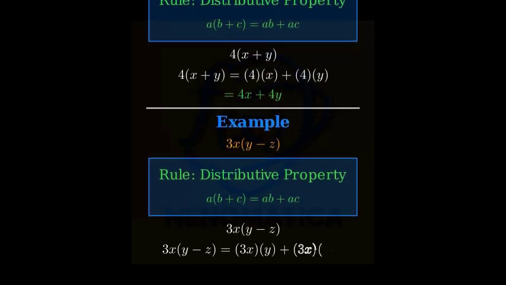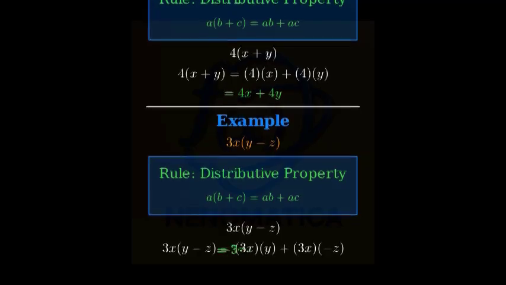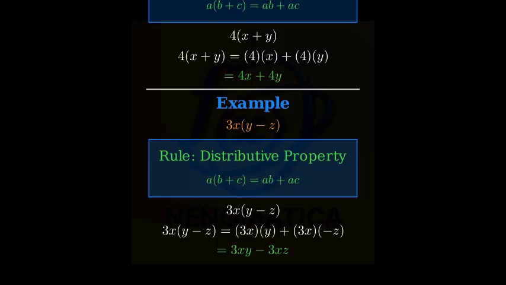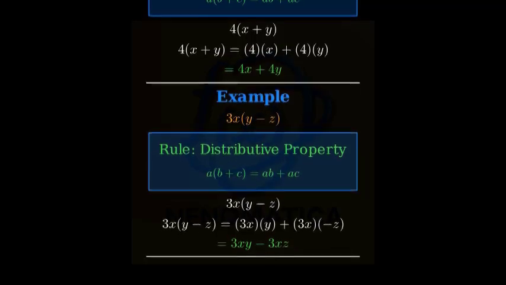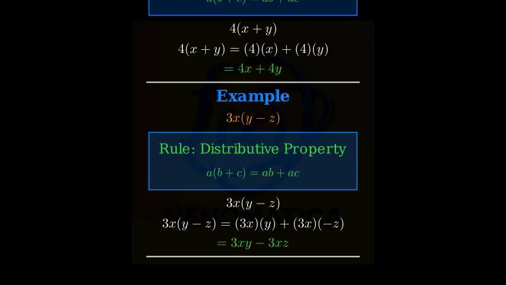Applying the distributive property, we multiply 3x by each term inside the parentheses. 3x times y gives us 3xy, and 3x times negative z gives us negative 3xz. Simplifying, we get 3xy minus 3xz. Now, let's look at our third example, which is a bit more challenging.